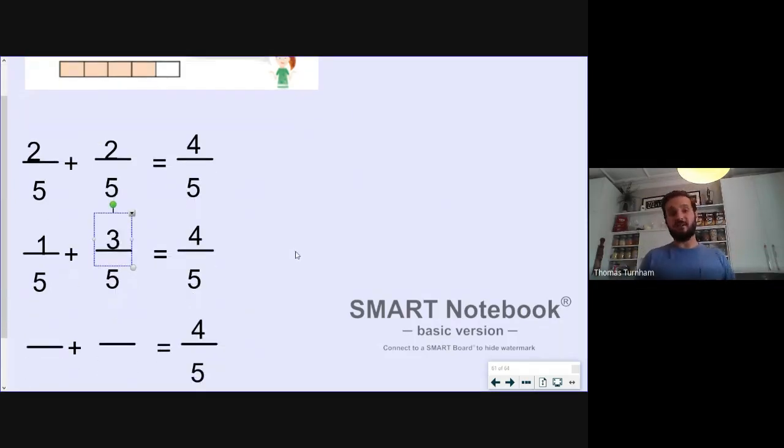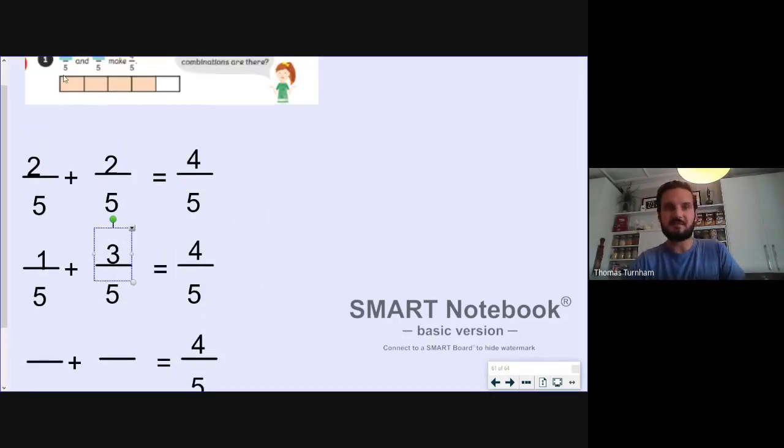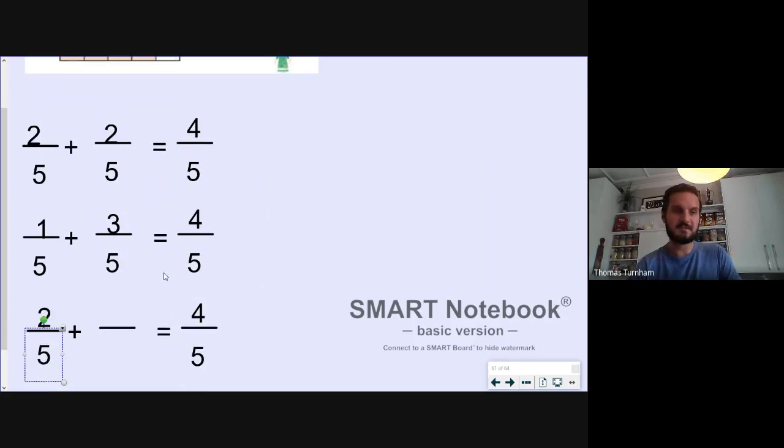Some of you might have realized that actually you could start playing around with the denominators here. We could split these fifths in half, and then there wouldn't be 5 equal parts, there'd be 10 equal parts. And that throws up loads more options. So you might have done that. You might have said, for instance, one person's still going to have 2 fifths, but the other person, rather than having 2 fifths, is going to have double that, 4 tenths. And that would still equal 4 fifths, because I know that 4 tenths is the same as 2 fifths.